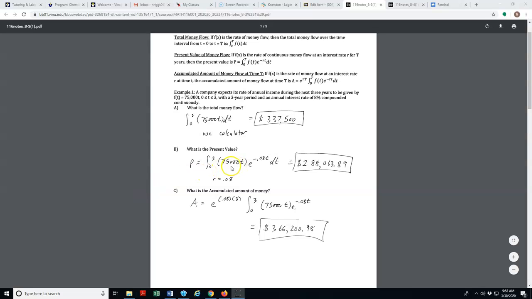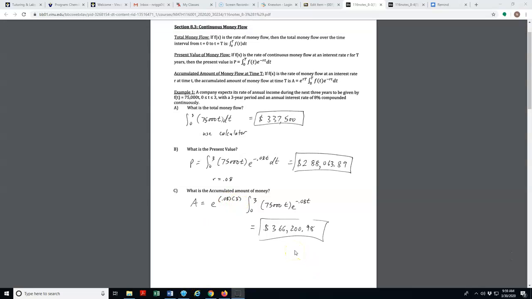My present value, again, I'm integrating from 0 to t. There's my function f of t, but now I'm going to multiply it by e to the power of negative 0.08 t. Again, it's 8%, which I am given. And once again, I just threw that in my calculator. And then accumulated amount of money, you can see exactly what I used for present value, but then I'm also going to multiply by e to the power of r times 3. And once again, I threw that in my calculator and got out about 366,200.